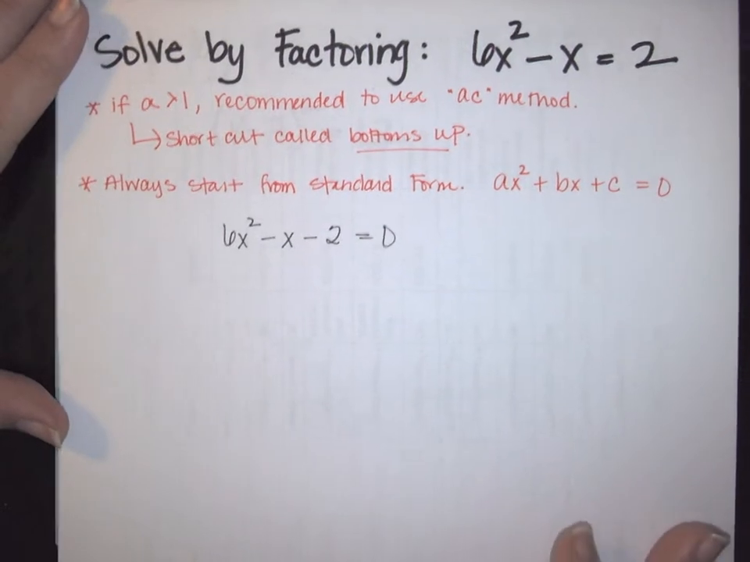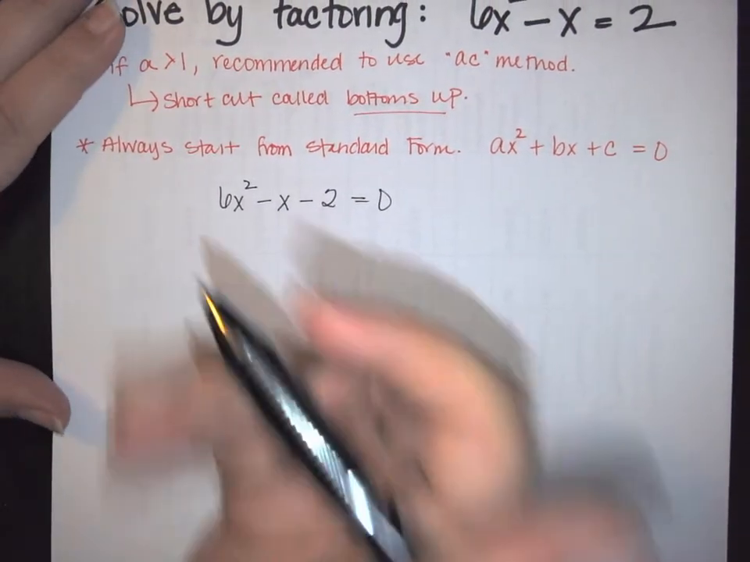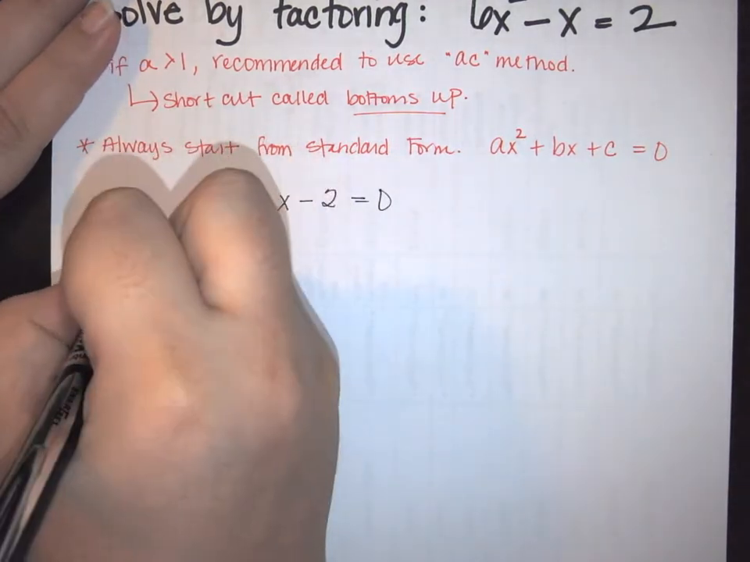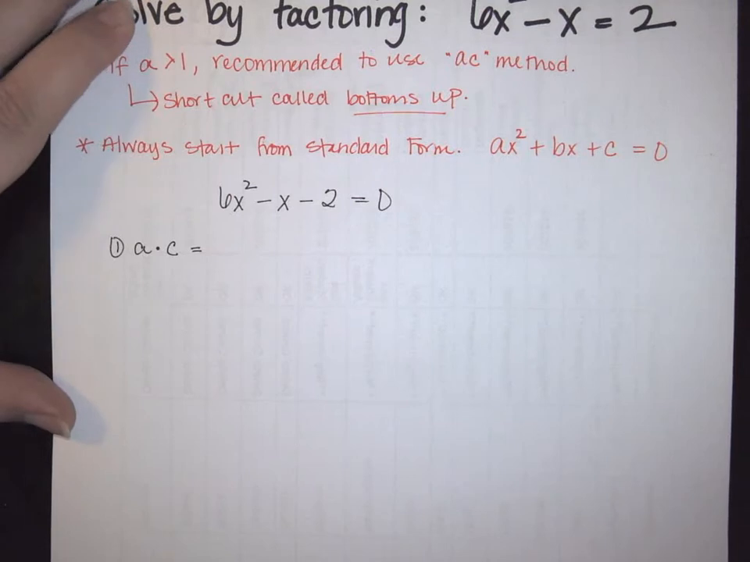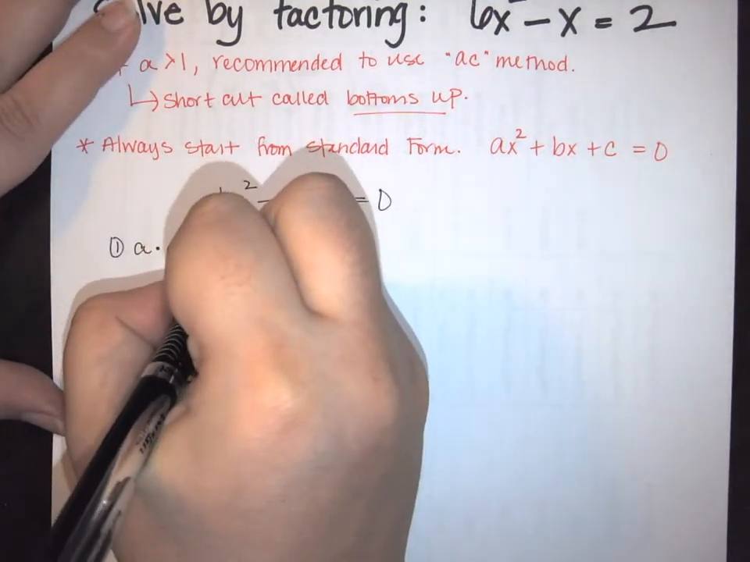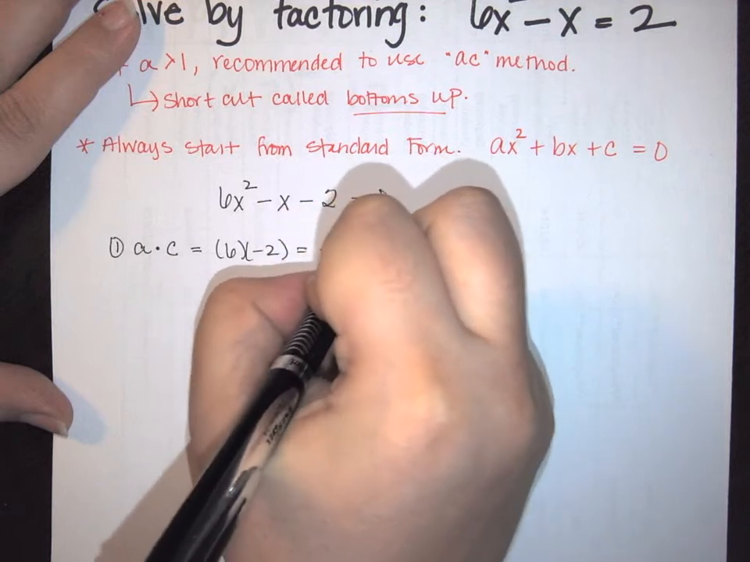Now I need to work through what this bottoms up method is. So this bottoms up or AC method says the first thing you need to do is you need to take a times c and find out what that equals. So in this case, I'm going to have 6 times a negative 2, which gives me a negative 12 as a result.